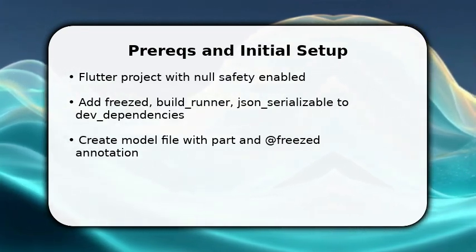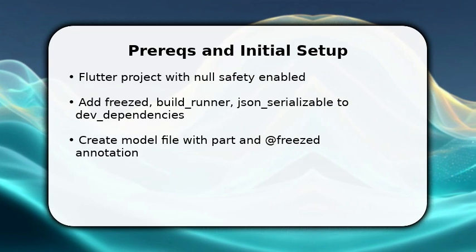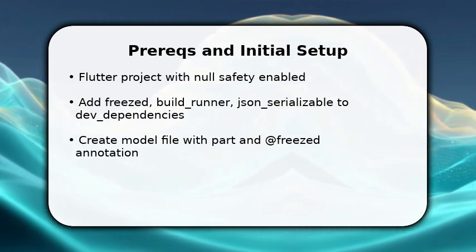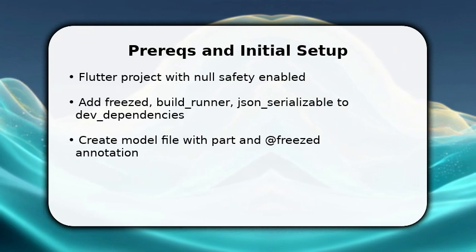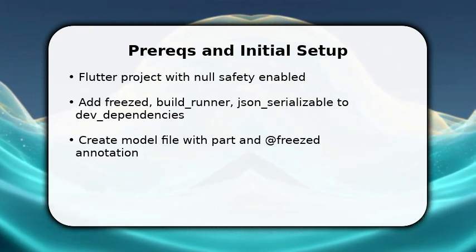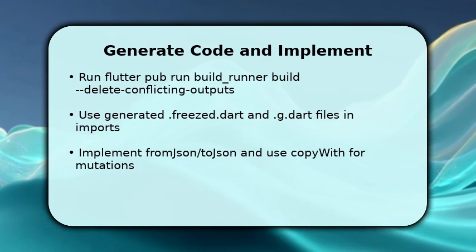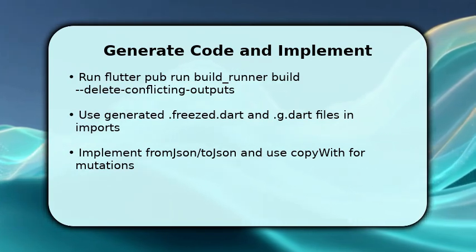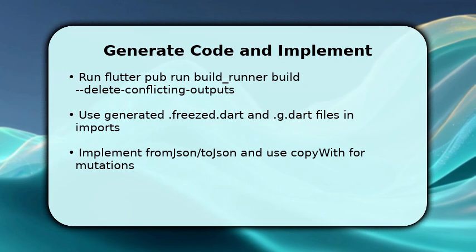This is the concrete shape you want. Make sure to use immutability and final fields so freezed can generate correct copyWith, equality, and when/maybeWhen helpers for you. Now you generate code by running build_runner. The flag to delete conflicting outputs avoids common errors.